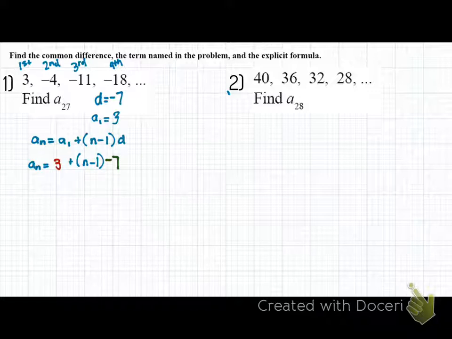Meaning we can find any number in this whole series of numbers, which is infinite. These 3 dots mean it goes on forever, right? So it's asking, what's the 27th number? How would you figure that out?